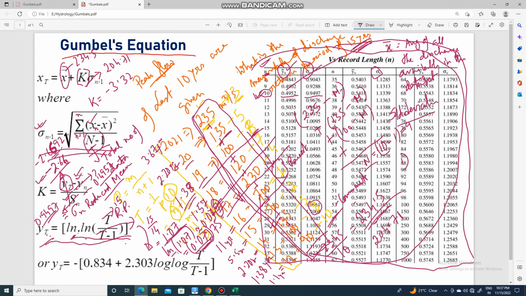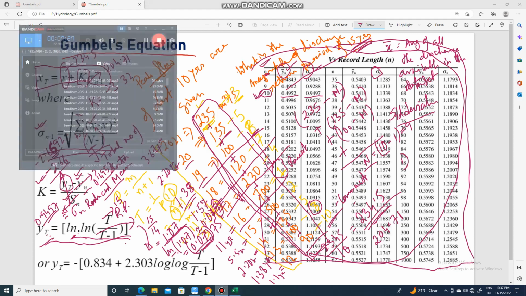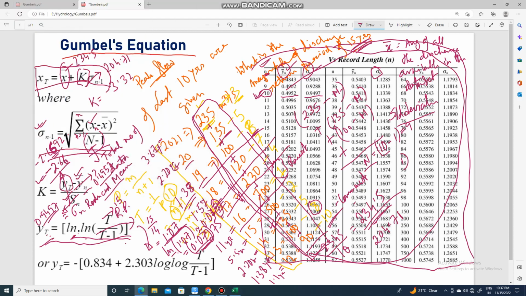Okay, so you have already now what happened? Now you have all the values of this expression. This one, xt, as you know, xt is equal to x bar, that is the mean of the variate, plus k sigma n minus 1. This sigma is actually the standard deviation of the variate. Already we have calculated that the mean of the variate is 234.5, and the standard deviation of the variate is 204.71.